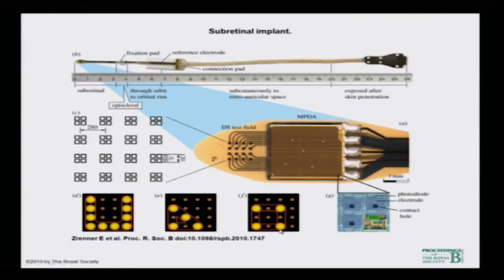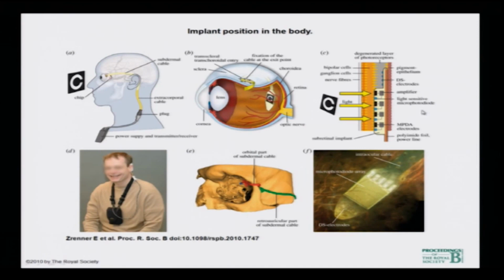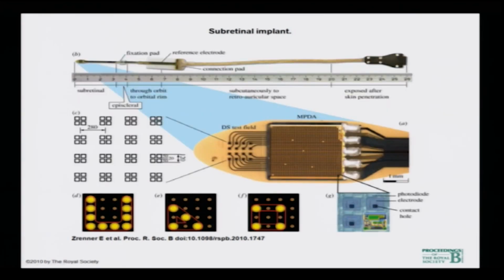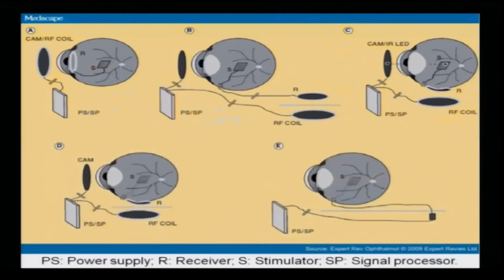So, now this is how most of those implants look like. These are the complete implants. These are basically the light sensitive micro photodiodes which are sitting there, and this is where the image plate is involved and all the electrodes are connected underneath. So, you have the photodiode electrodes and the contact holes. This is how they look like physically. Please go through this reference, that will give you an idea about how they really look like.